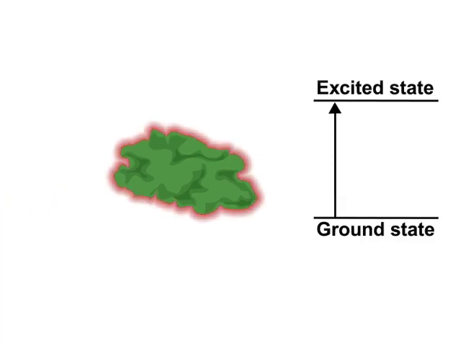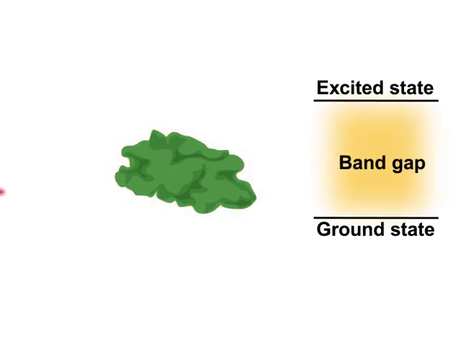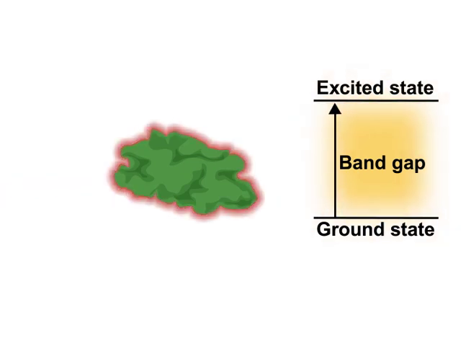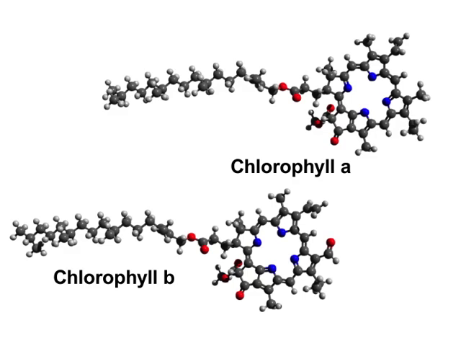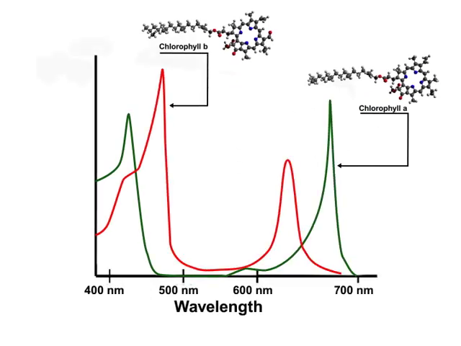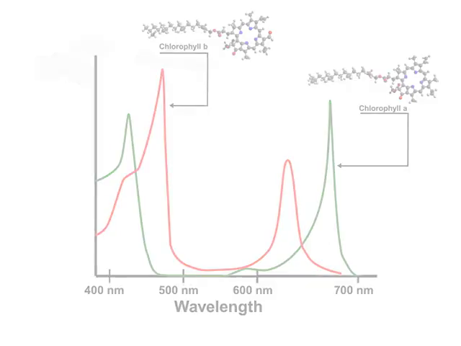When a photon hits a molecule and is absorbed, the molecule is promoted from its ground state into a higher energy state. The energy difference between the two is the band gap. The energy of the photon must exactly match the band gap in order for the photon to be absorbed. The chemical structure determines the band gap. Therefore, molecules each have unique absorbance spectra.